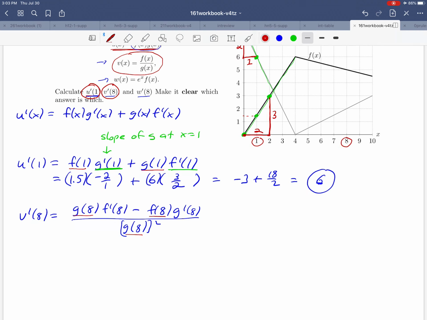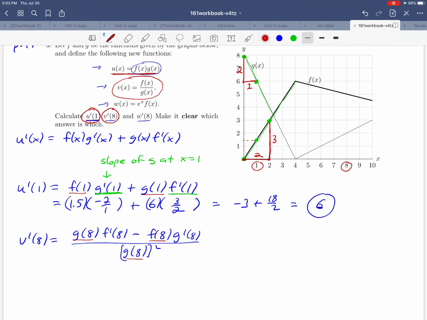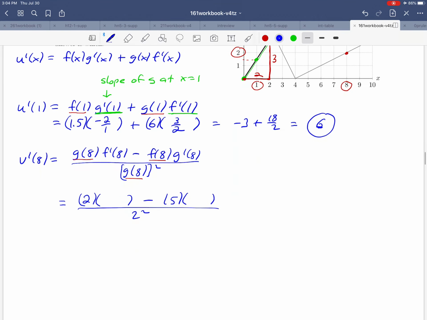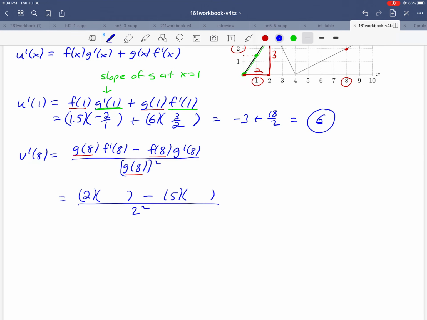So let's see, this would be, let me scroll up a little bit here. G of 8 would be the y value at this point. That appears to be 2. And then f of 8, that appears to be 5, the y value there. So let's go ahead and fill those 2 points in. Okay, so g of 8 is 2. We'll leave the derivative blank for a minute. And f of 8 is 5. Okay, and in the bottom we've got a g of 8 squared, so that's going to be a 2 squared.